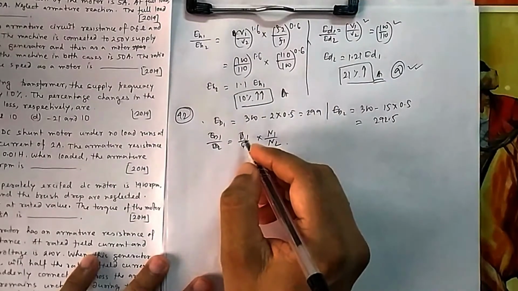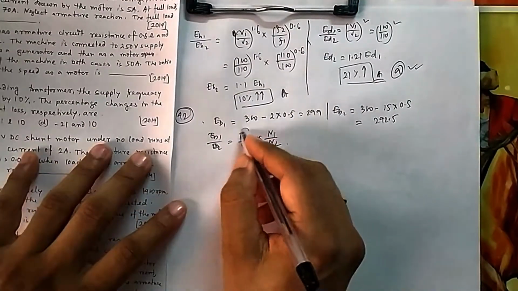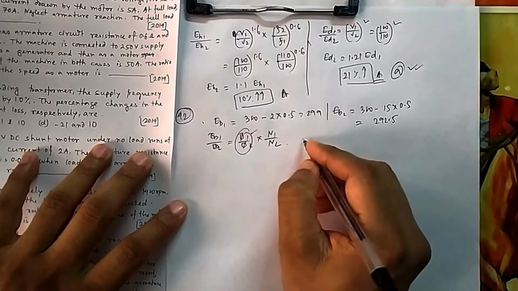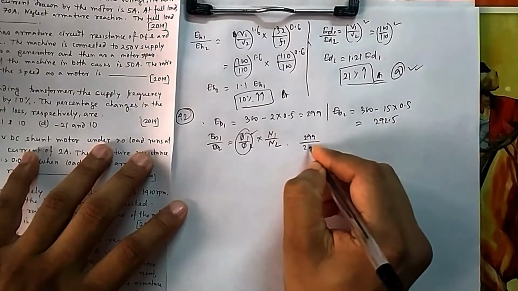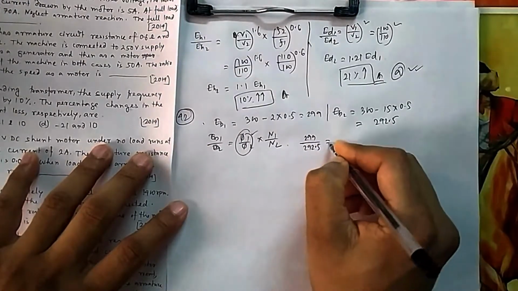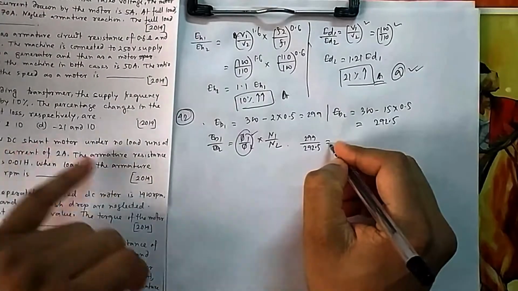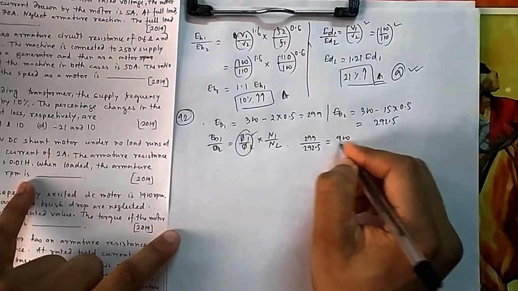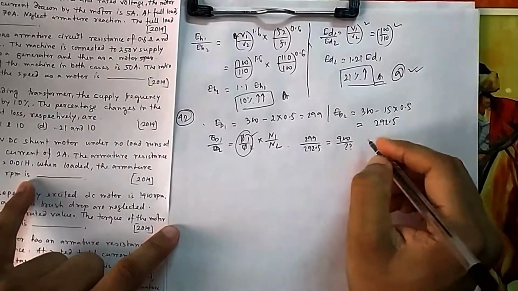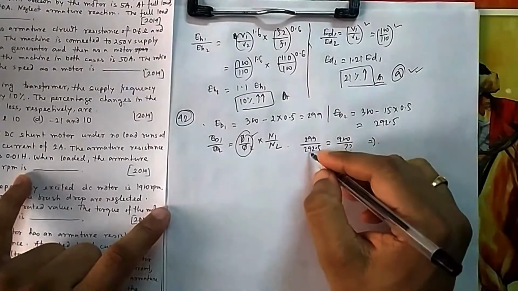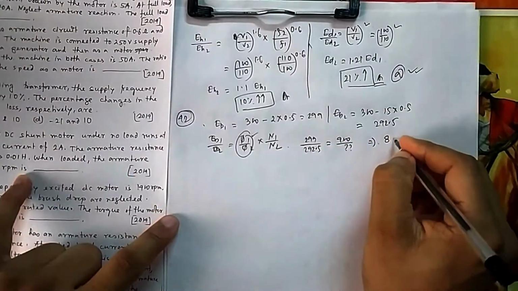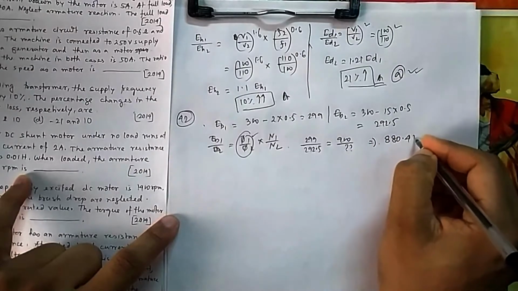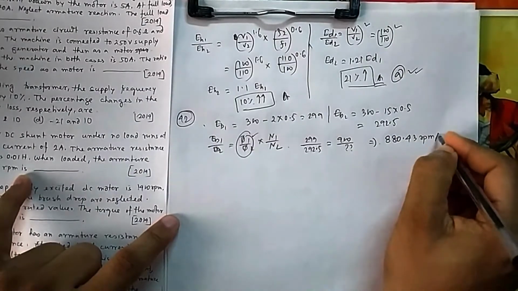So phi1 phi2, because it is separately excited, so it is constant, so no need of this one. You can directly write EB1 is 299, EB2 is 292.5 is equal to N1. What is speed? No load speed was 900. You have to find this speed. So this will be equal to 900 into this divided by this, it will be 880.43 rpm. So that is your answer.